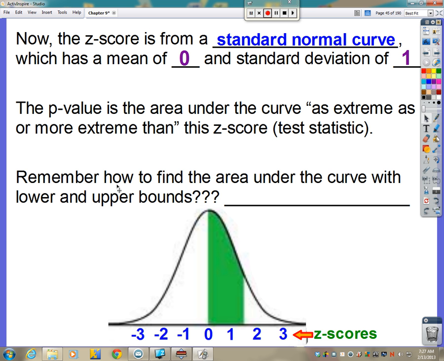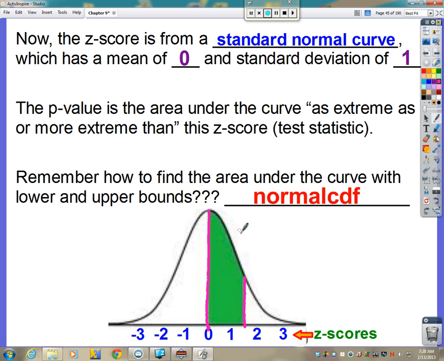Now, remember how to find the area under the curve with lower and upper bounds. So for example, if I wanted to figure out what the area of this green shaded region is here, how could we find the area of this? Well, in the confidence interval chapter, we used inverse norm. In this current chapter, we're going to use kind of the opposite of inverse norm. So we're going to go back to using normalcdf.